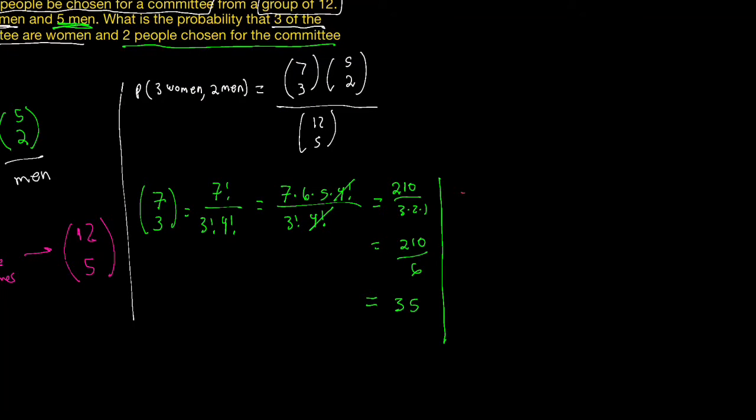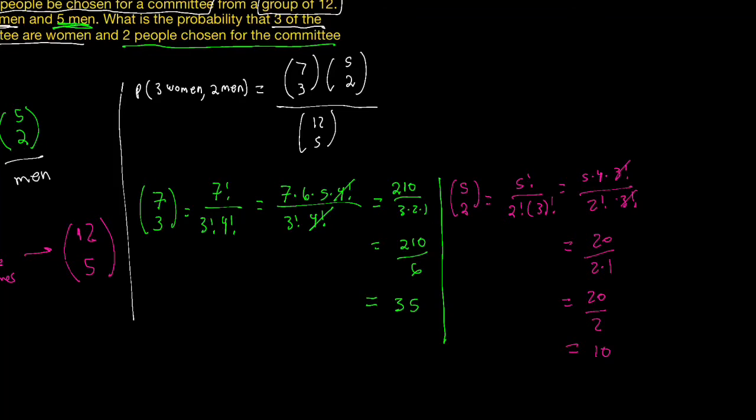Now let's calculate 5 choose 2. So here we get 5 factorial all over 2 factorial times 5 minus 2, which is 3 factorial. So let's expand 5 down to 3 factorial. So you get 2 factorial times 3 factorial. Let's cancel out the 3 factorials. We get 5 times 4, which is 20. 2 factorial is 2 times 1, but 2 times 1 is just 2. So 20 over 2 is 10.